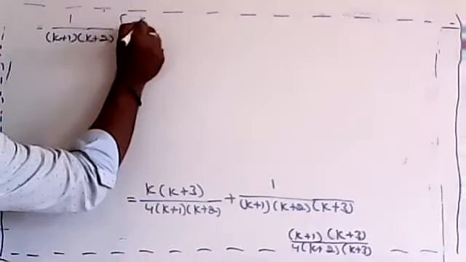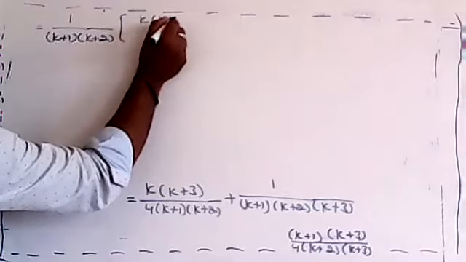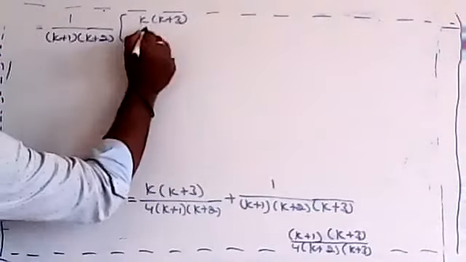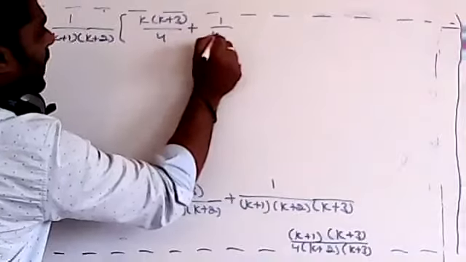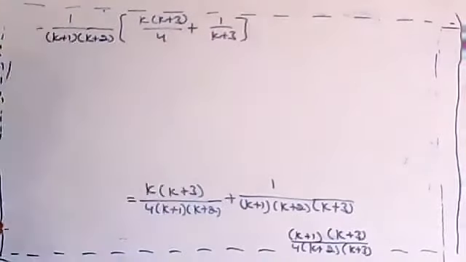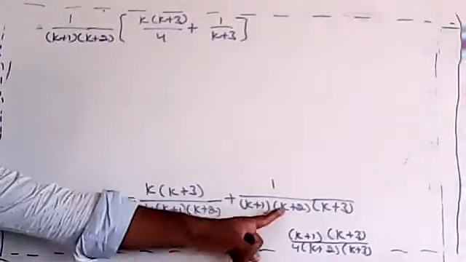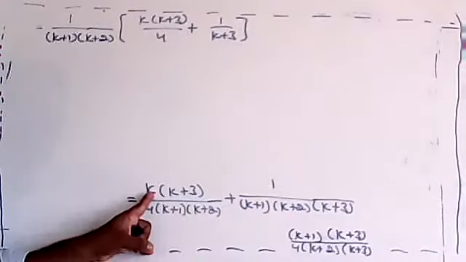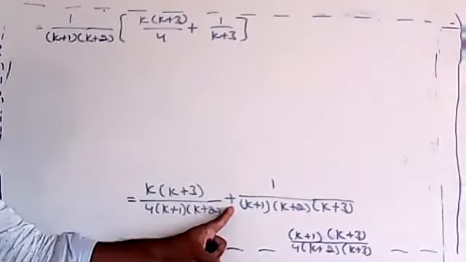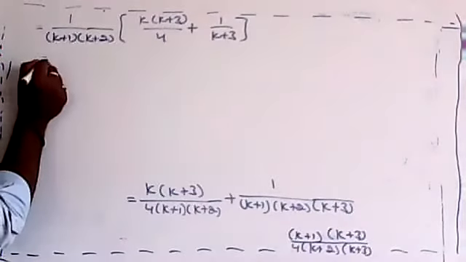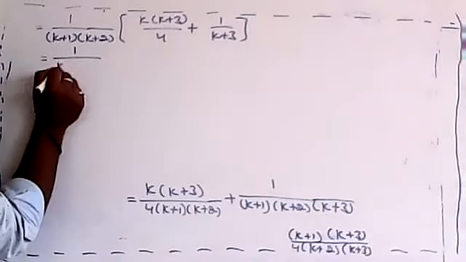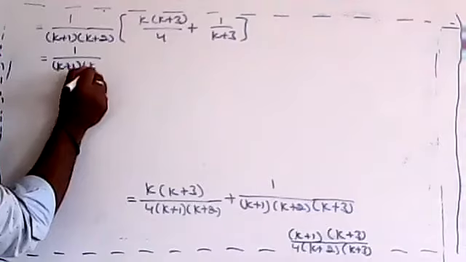So k into k plus 3 by 4 plus, here what is remaining? 1 by k plus 3. Correct or not? 1 by k plus 3. If I take this 1 by k plus 1 into k plus 2 common, remaining is k into k plus 3 by 4 plus 1 by k plus 3. Okay. Next, 1 by k plus 1 into k plus 2.